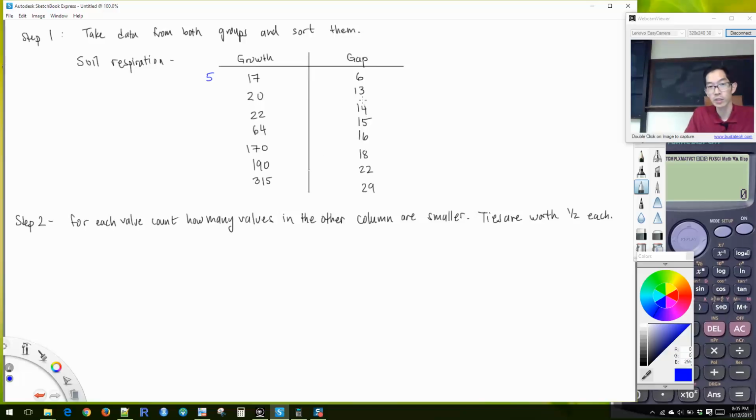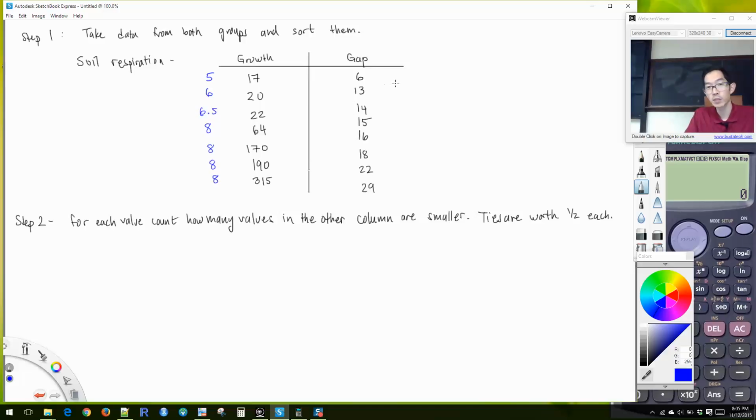For number 20, I look over here, 6 values are smaller. For 22, I got 6 values that are smaller and 1 tie worth 1/2 point. So we're going to write 6.5. If there was another 22 here, each one would be worth 1/2, and so we would have a 7 here. Okay? And then at 64, all 8 values in the other column, 1, 2, 3, 4, 5, 6, 7, 8, all 8 values are smaller, and so we can say 8 are smaller than 170, smaller than 190, and 315.